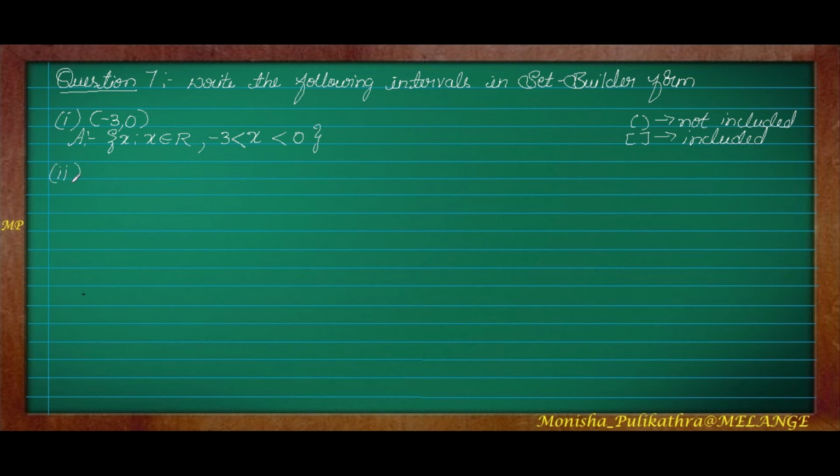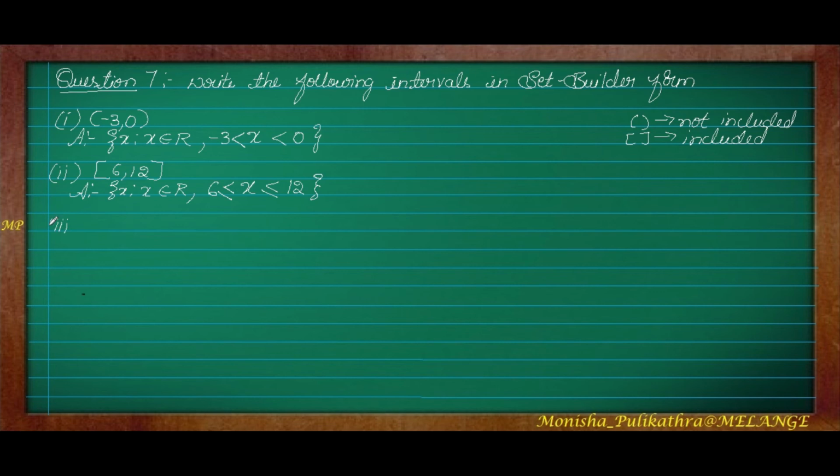Okay, moving on to the second question. The second question is square bracket 6, 12. Again, in the same form we have to write, but here the square bracket has been used. Square bracket means it is included. Again, x such that x belongs to R, real number, whereas this x is greater than or equal to 6 and less than or equal to 12. If we have written the equal to symbol, then it means it is included. If there is no equal to symbol, it means it is not included.